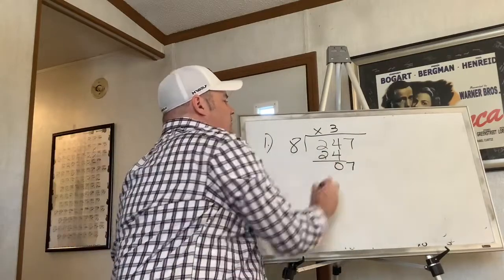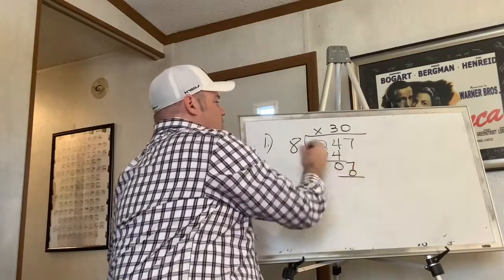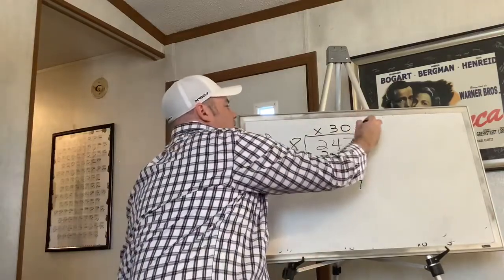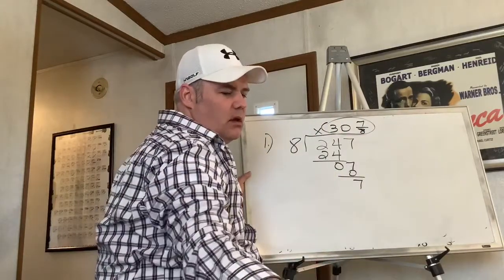We bring down the 7. 8 does not go into 7. Okay, so 0 times 8. And we have this remainder of 7. Well, that's what goes over the 8. 7 eighths. Okay? All right.